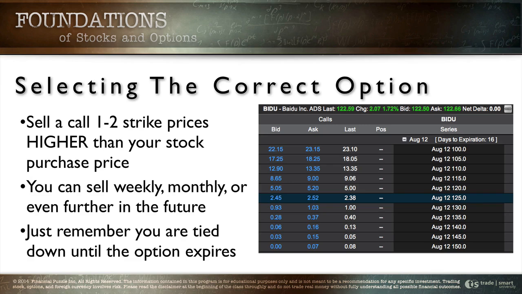Okay? One or two strike prices above the stock price. Sell a weekly or monthly or even further into the future if you want to, but I suggest two to five weeks. Just remember you're tied down until your option expires. You can release that if you buy it back, but you'll probably lose some money on that.